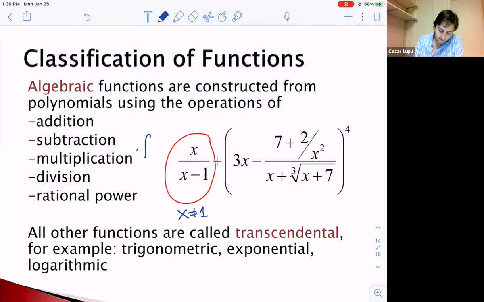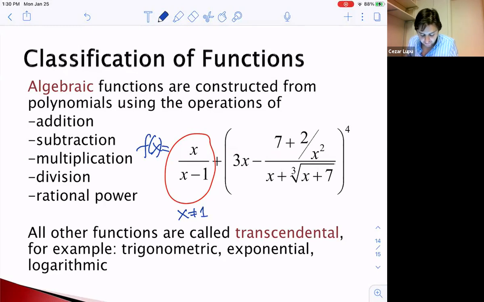The whole thing is f of x. So you will avoid the value for which the bottom is 0, in our case x minus 1. So x will be different than 1. And now you will add this with another function, as you see. It looks kind of ugly, but let's look at it closely.